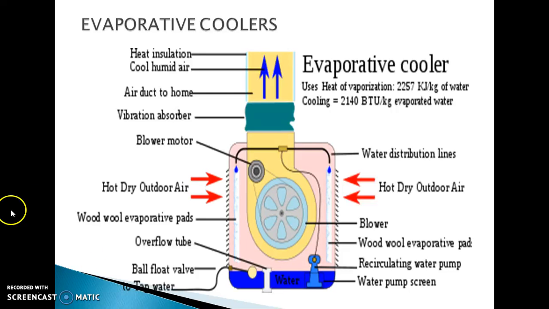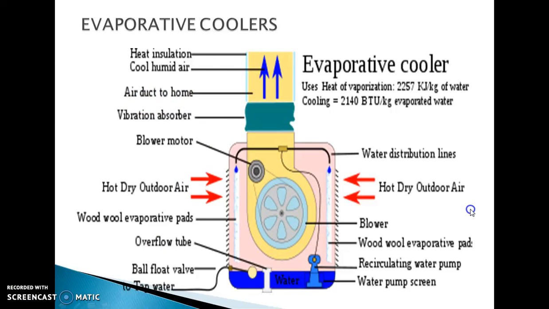Since the air outside the evaporative cooler is hot, this hot air evaporates the water which is passing over the wood-wool evaporator pads. So heat transfer takes place between the hot air and the water, and that heat is utilized in the vaporization of the water. The air, being cold, is then sent to a room via the air duct.